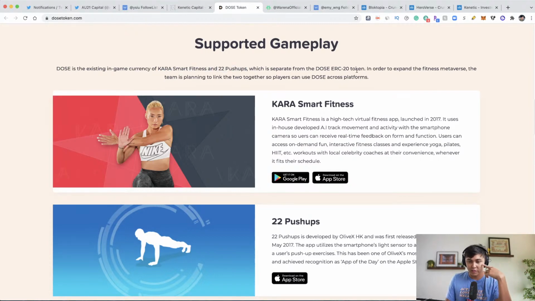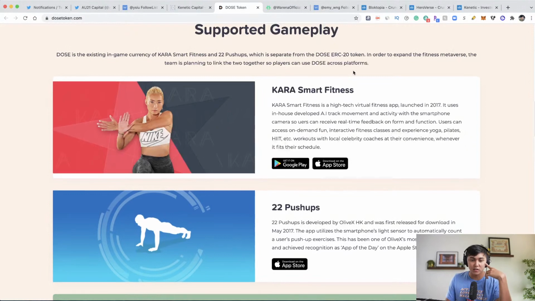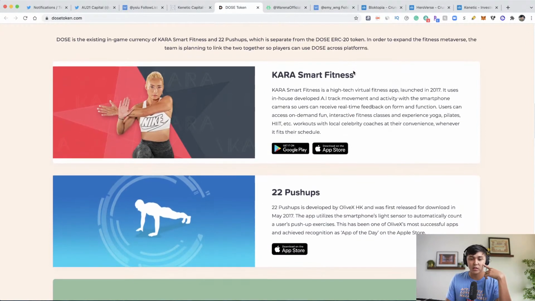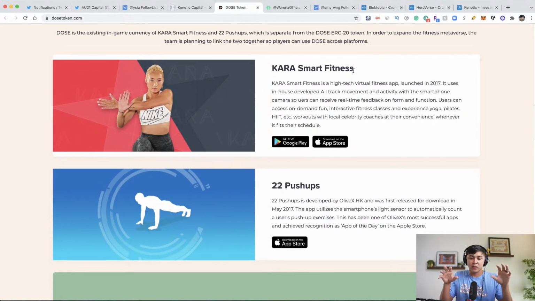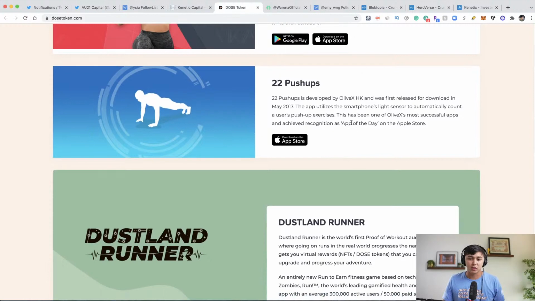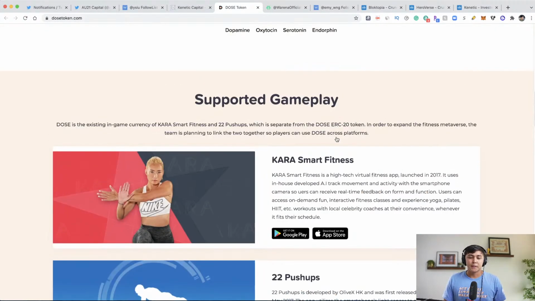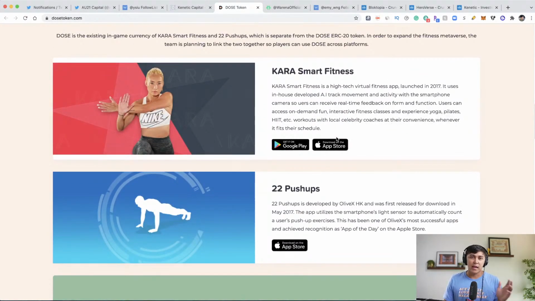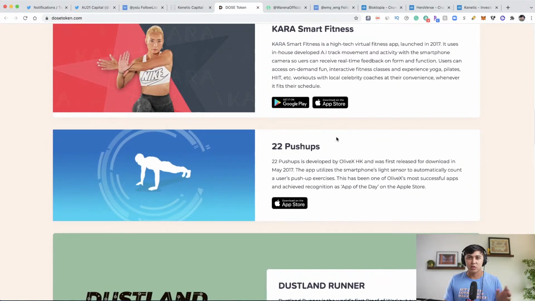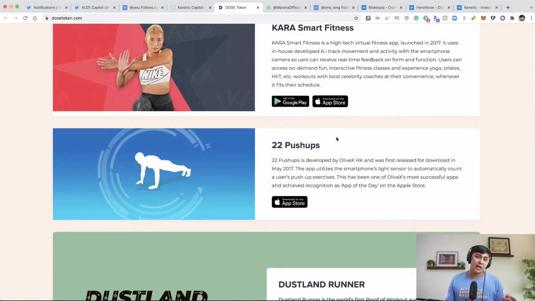So in order to expand the fitness metaverse, the team is planning to link the two together so players can, oh okay, so these 22 push-ups and Kara Smart Fitness merging together to make dose. Cool. They're probably going to add some other things too, right? Something you could also do is compare with Apple Fitness or anything like that. You could just kind of do comparisons.